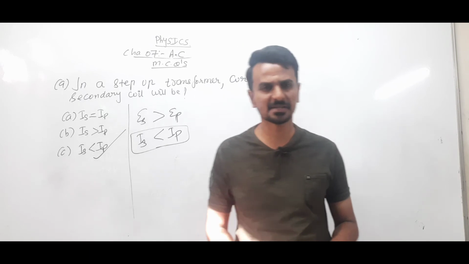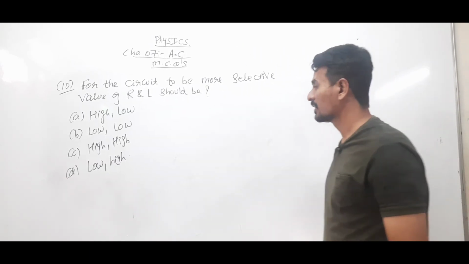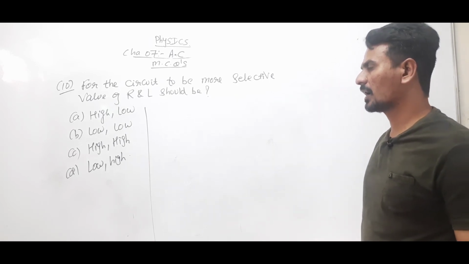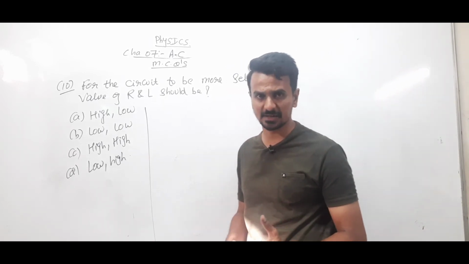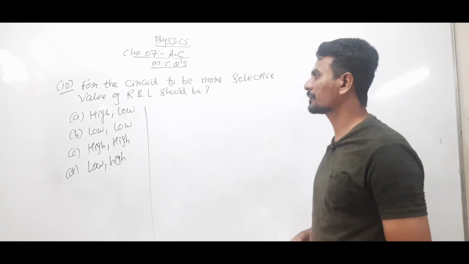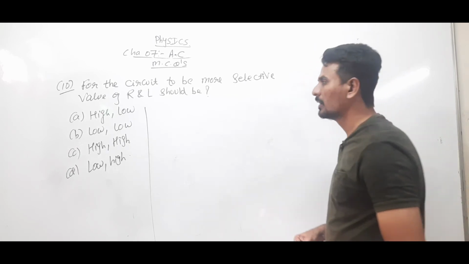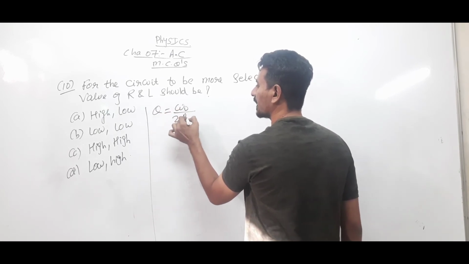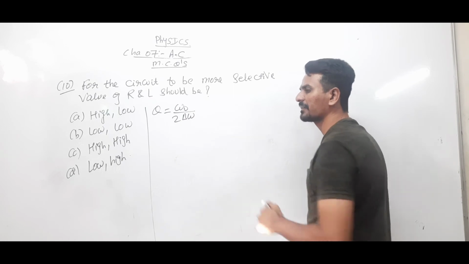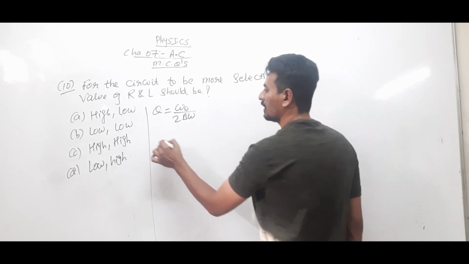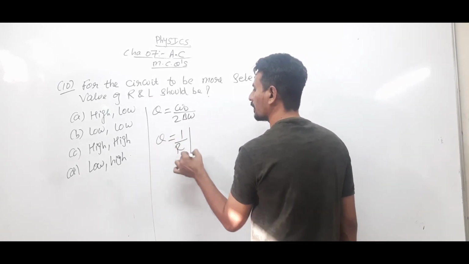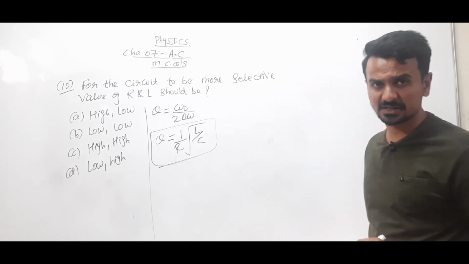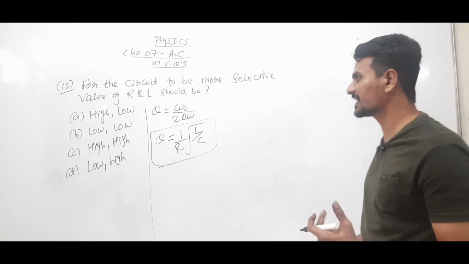Clear? Fine. The next one, 10th one. For the circuit to be more selective, how should the values of R and L be selected? For the circuit to be more selective, that means the quality factor should be more. Okay, so what is quality factor? Omega naught upon 2 delta omega, right? That is resonant frequency upon bandwidth, or Q is also equal to 1 by R root of L by C, right? So we want the quality factor to be more because we want the circuit to be more selective.